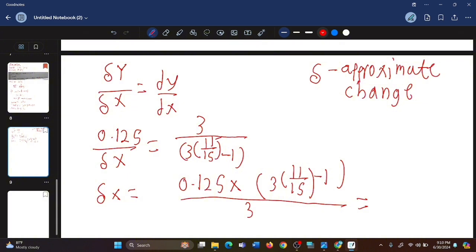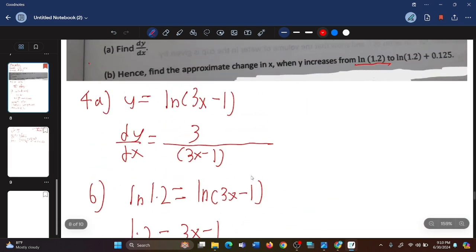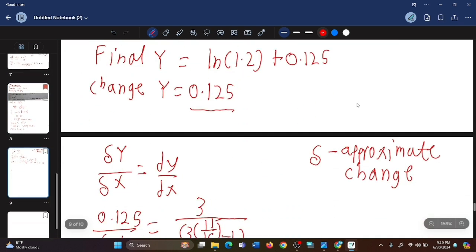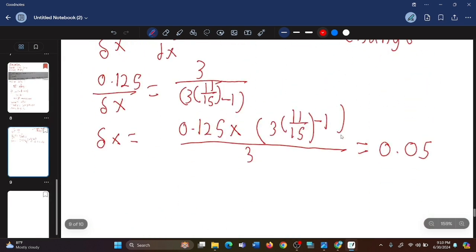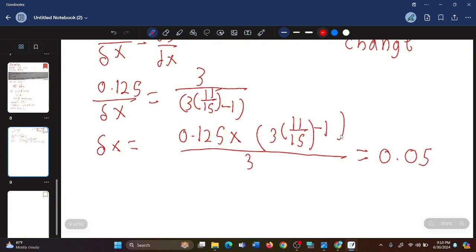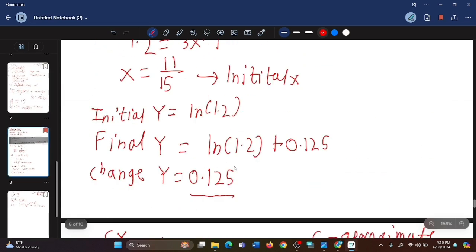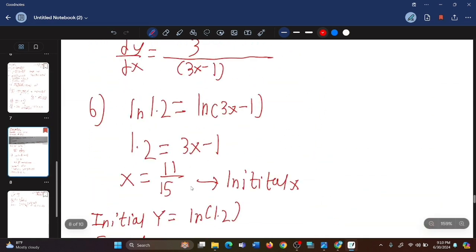Minus 1 by 3. So we get 1 by 20, that is 0.05. Okay, so that we can say the approximate change in x is 0.05 when the approximate change in y was 0.125.